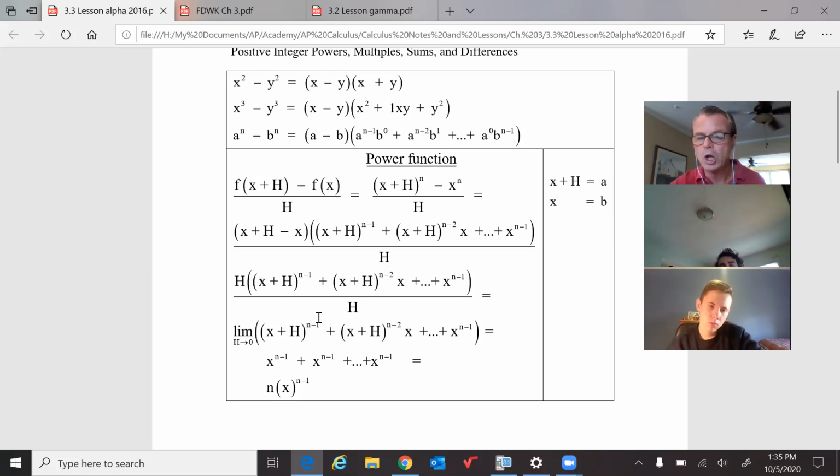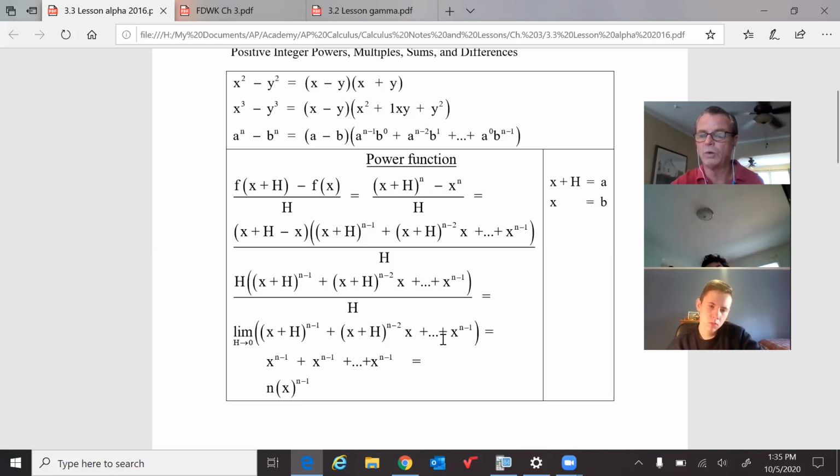Well, you notice what's happening? When you take the limit as h goes to 0, then this would be x plus 0 to the n take away 2 times x to the first. And you have like bases, you add the exponents. So n take away 2 plus 1 would give you n take away 1, the same as this term. So you end up adding all these x to the n take away 1s. How many of them do you have? N of them. And this n, this multiplication, is a shortcut for addition.